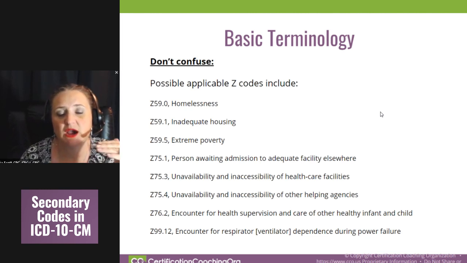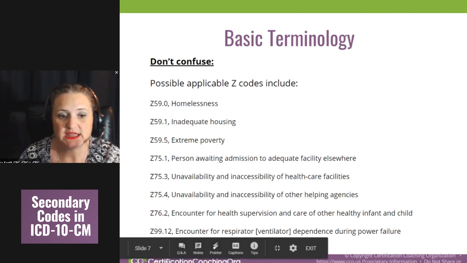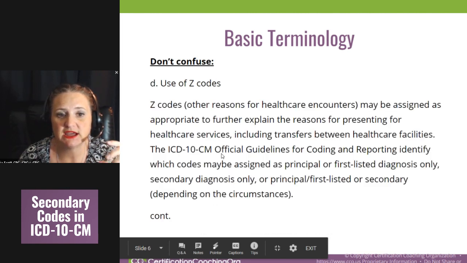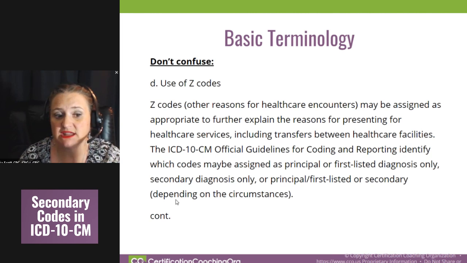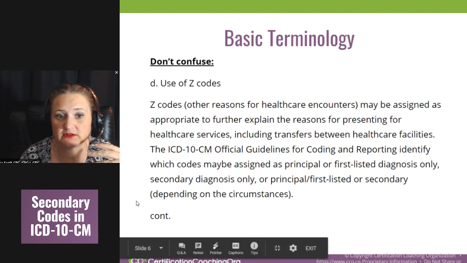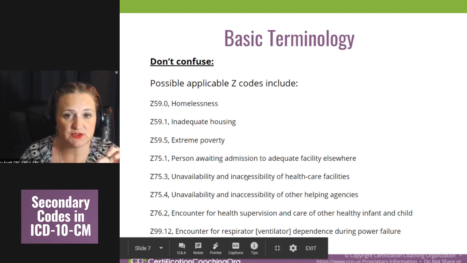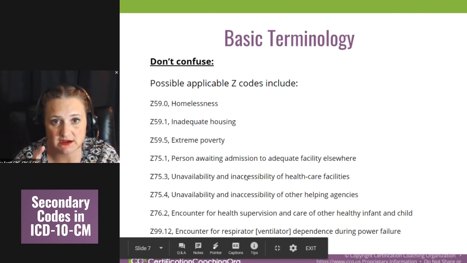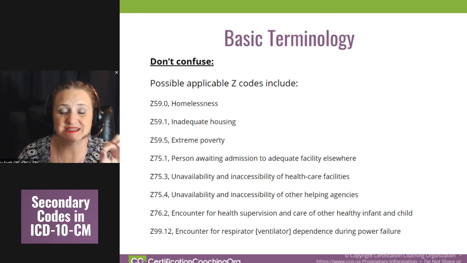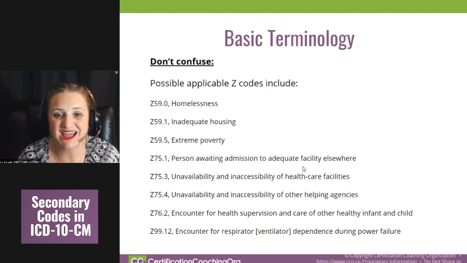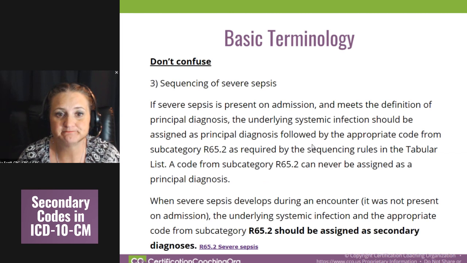Okay, so what I would urge you to do is, if you're new to Z codes, go ahead and look at the Z codes. Look at them in the index, but also look at them in the tabular, right? Because there's specific guidelines that surround them above and beyond what we're talking about. Okay, so don't confuse those, because that's not what we're talking about here. This isn't the disease process. This is a secondary code to explain the situation that's happening. It's the highlights to the story or the picture.